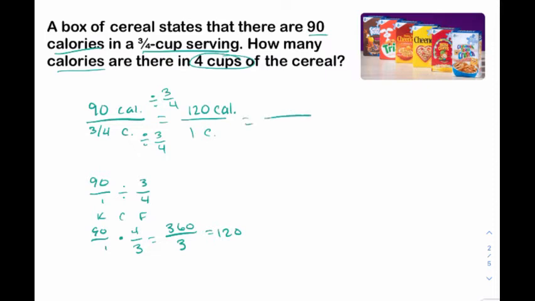Now we have to get to 4 cups. So to get from 1 to 4, I need to multiply by 4. Let's do the same thing on top. 120 times 4 is 480. So we can say there are 480 calories in 4 cups.